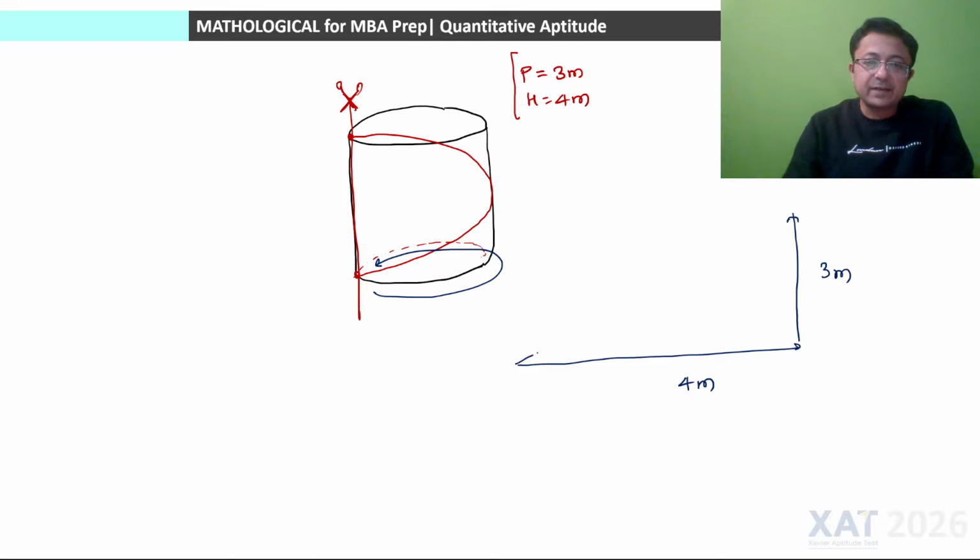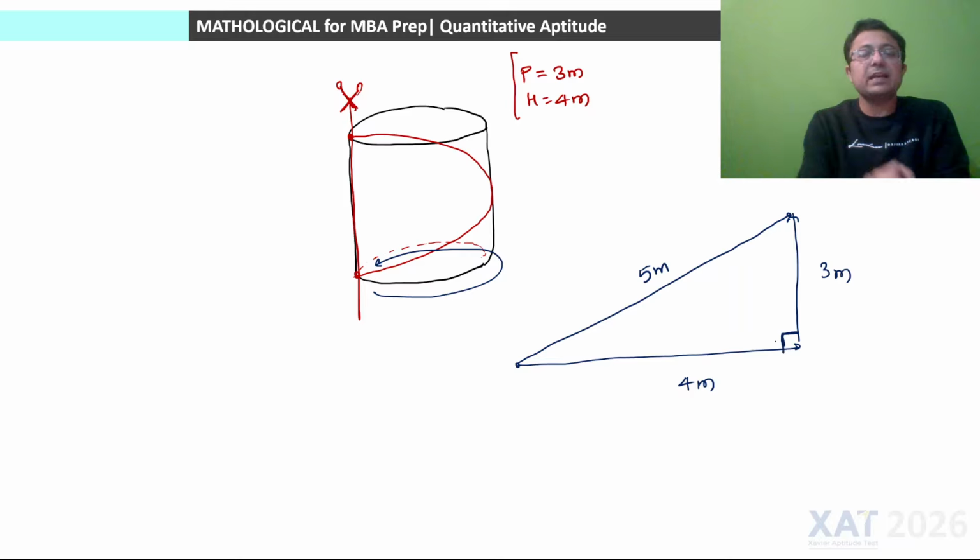So this will be the spiral starting from the bottom and reaching the top. So what will be the length of the spiral? This will be equal to 5 meters because Pythagorean triplet बन गया simply. This is a right angle triangle. क्लियर है? ठीक है.